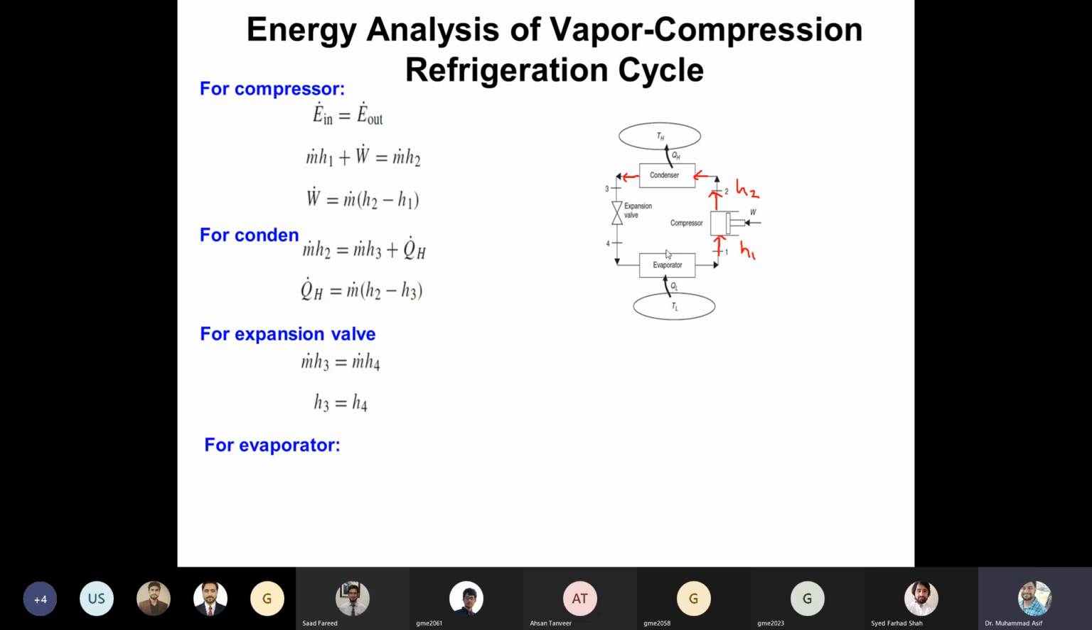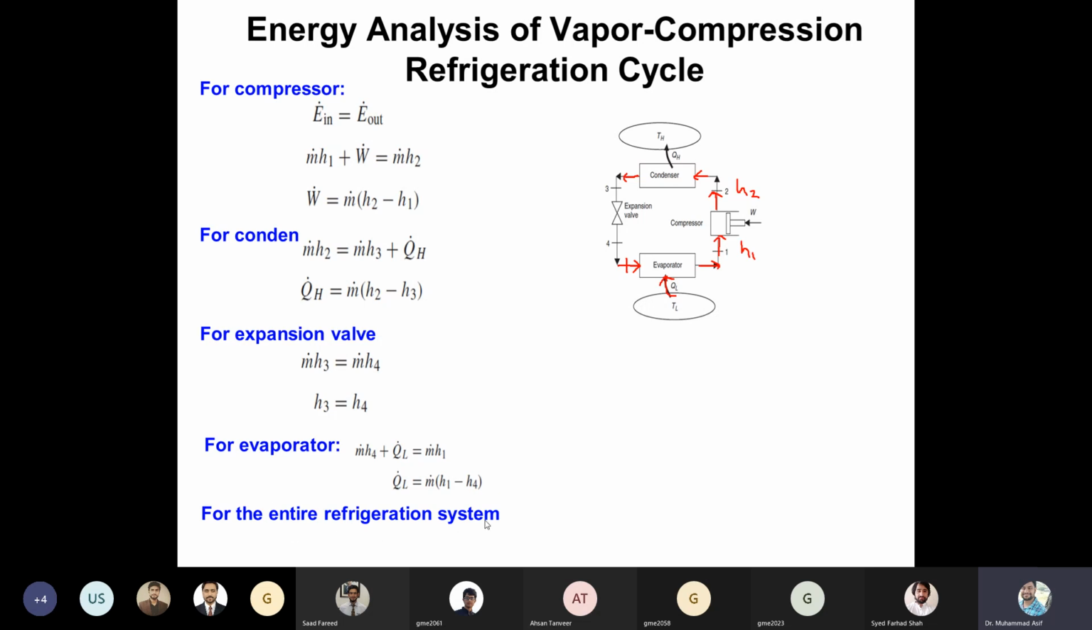And lastly, for the evaporator, the energy balance means what is the energy entering and what is the energy leaving. In the evaporator, energy is basically absorbed. So if you apply the energy balance, H4 is the energy entering, plus QL is the energy entering, so the energy leaving is H1. So from here, QL is the difference of H1 minus H4, right?